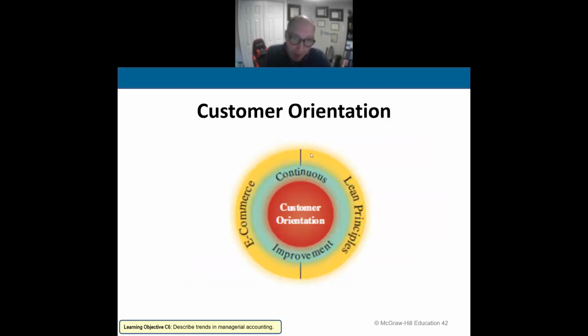Everything starts with a customer in mind. Customer is at the center of attention. We try to continuously improve our processes of manufacturing and providing good quality products to our customers. Everything starts with a customer in the center.